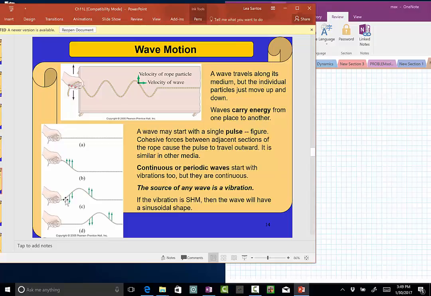So I have the particles moving up and down, but what is moving to the right is this crest, is the energy that I injected into this rope. Okay, so this was just the pulse. But I can keep moving up and down, up and down, up and down, and create a whole continuous wave. And if I move up and down with a simple harmonic motion, the wave that I create is a sinusoidal wave. No, it has this sinusoidal shape.